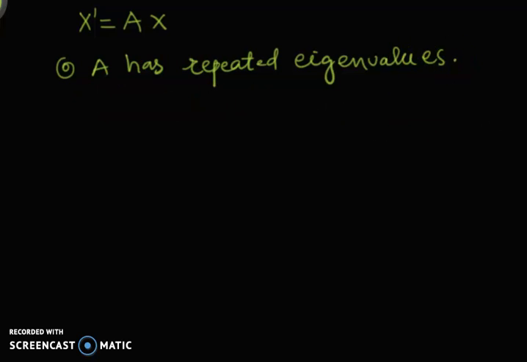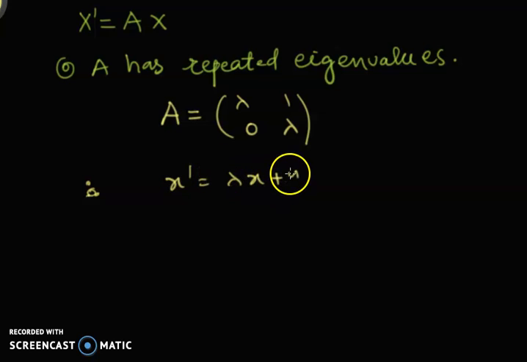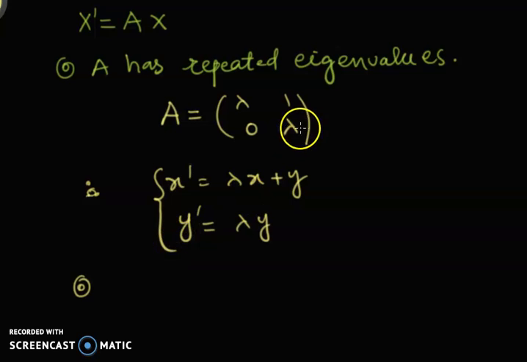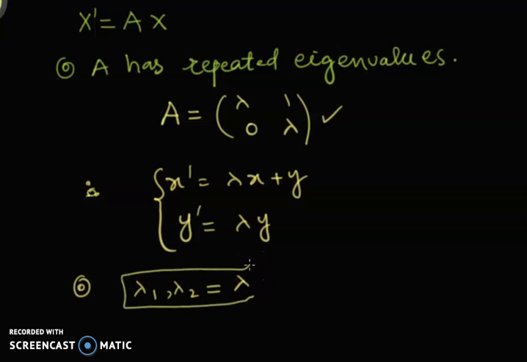In particular we will be considering a matrix A of this form: [lambda, 1; 0, lambda]. In other words, our system is x prime equals lambda x plus y, and y prime is lambda times y. So this is the system that we will be discussing. The first thing we need to do is find the eigenvalues. For this matrix A, it is not hard to show that lambda 1 and lambda 2 both equal lambda. Therefore we say that this system has repeated eigenvalues.